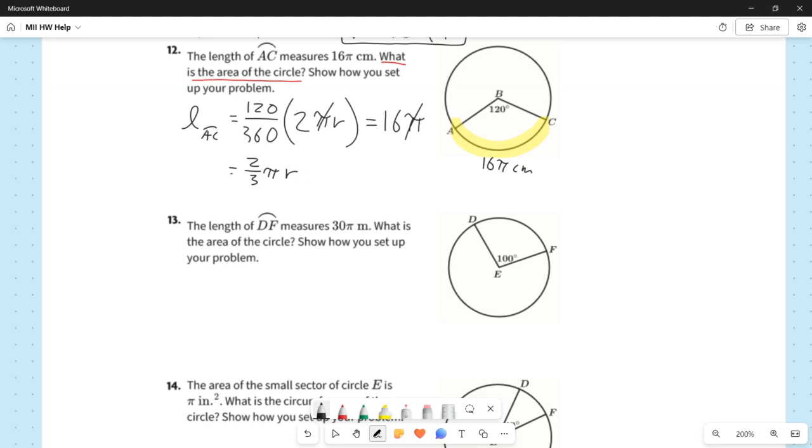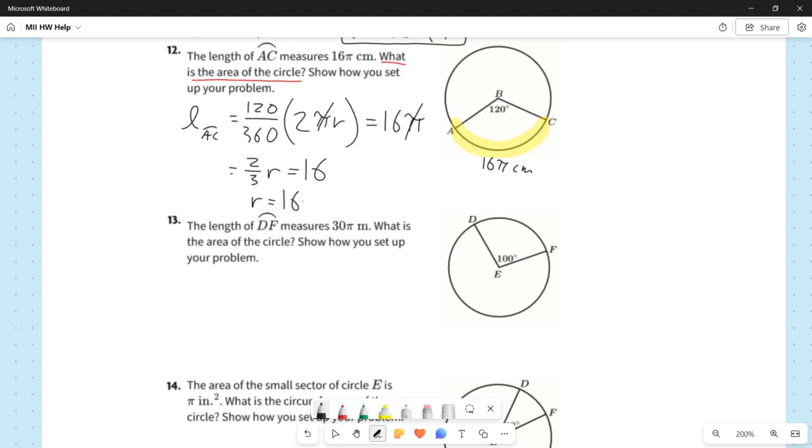We still have the r. Oh, no, sorry, we got rid of the pi. I apologize. We're going to get rid of the pi, but the r is still there, and that equals 16. So if I want to get r by itself, we're simply going to multiply both sides by the reciprocal. The reciprocal of 2/3 is 3/2. And so therefore, r equals 16 times 3/2.